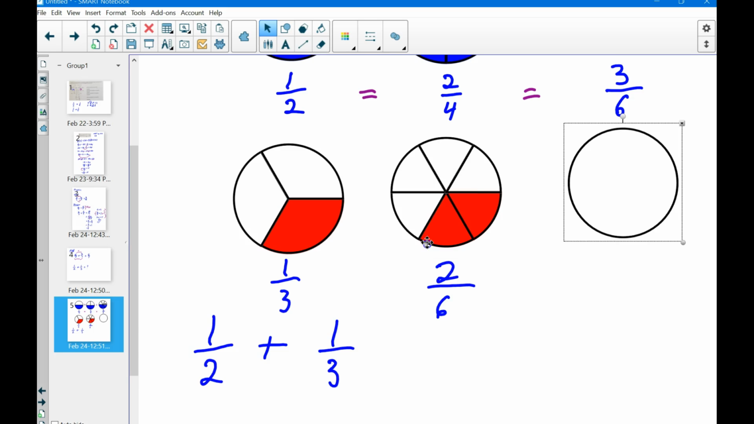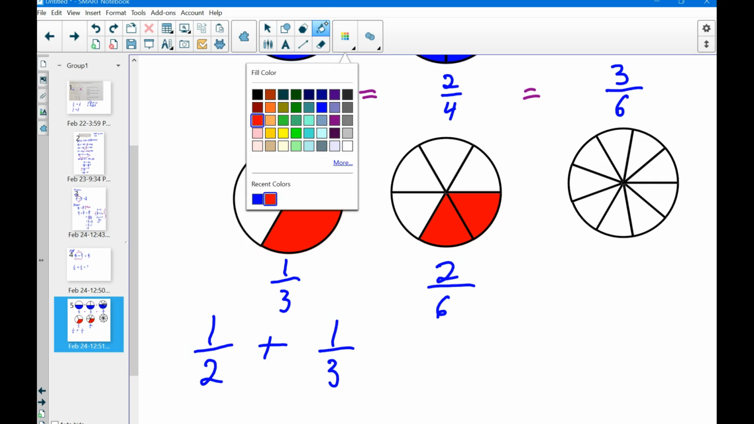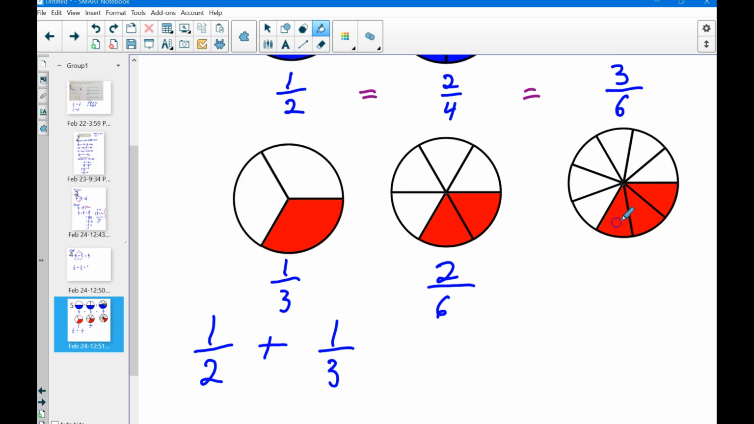Nine pieces looks like this. But what I'm going to do right here, and just to show you, I'm going to go 1, 2, 3. And once again, you see the same area of the circle is shaded. And what does that mean? That means that we have 3 shaded pieces out of 9 total pieces.